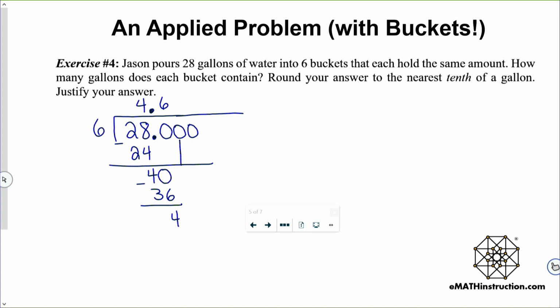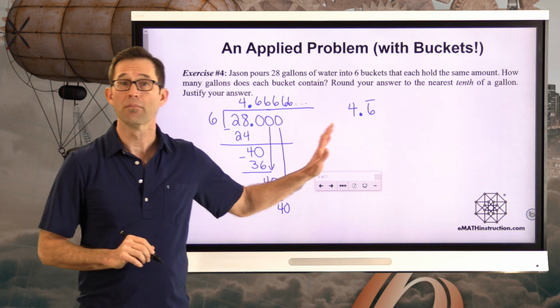Oh, look at that. I'm going to drop a 0 down. 6 goes into 40 6 times. 6 times 6 is 36. Subtract, we're going to get 4. Drop the 0 down. Hopefully by now you get it, right? It's just going to be this pattern. So if we didn't want our answer rounded, it would be 4.6 with that repeated bar.